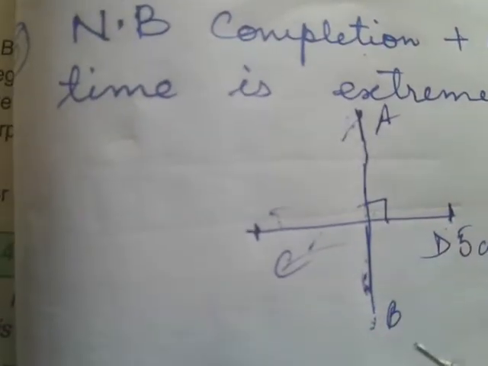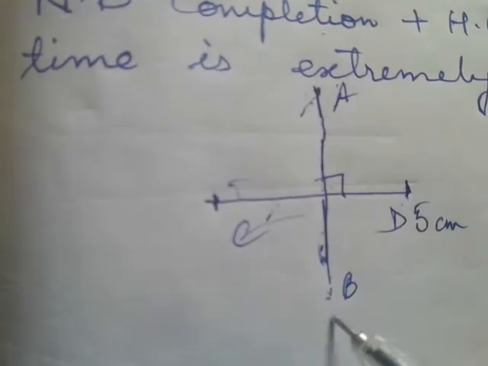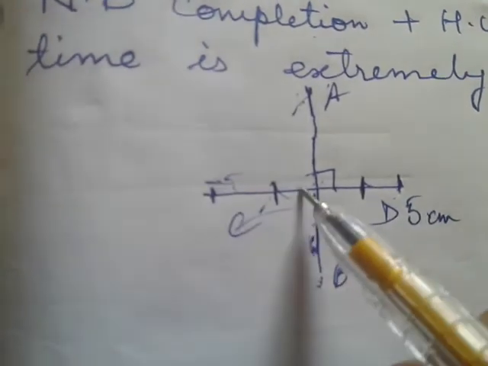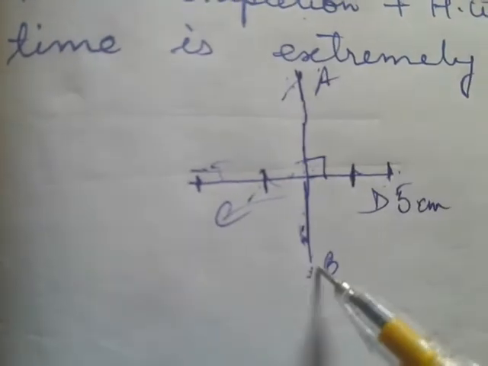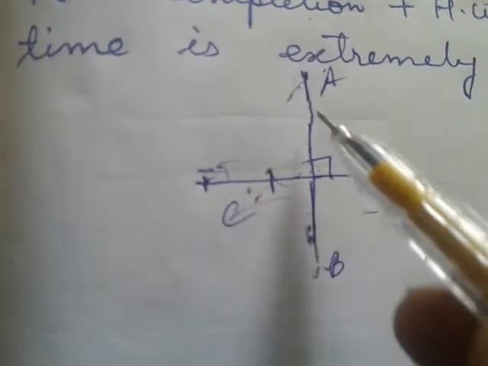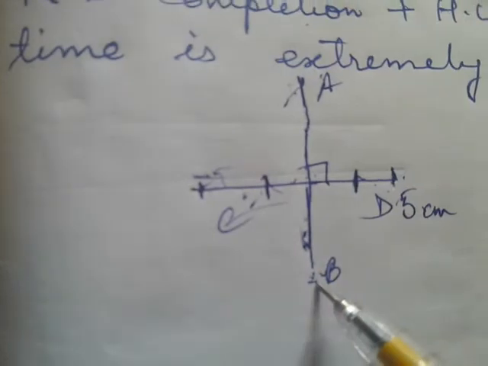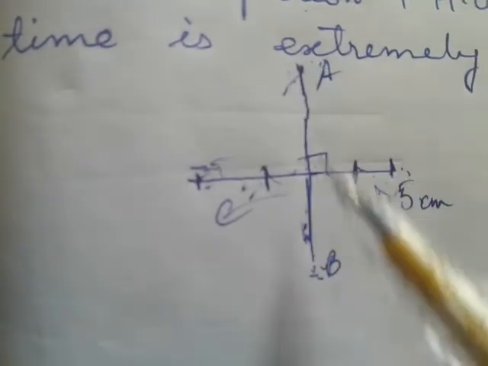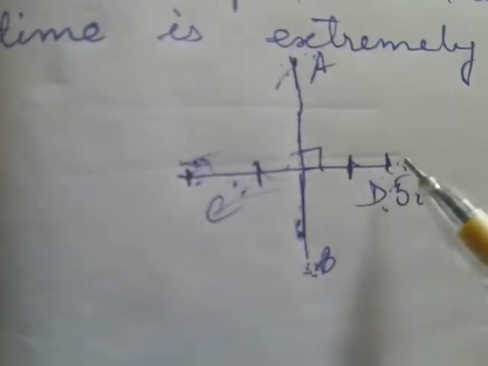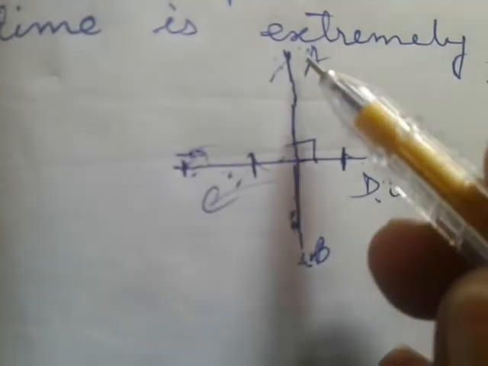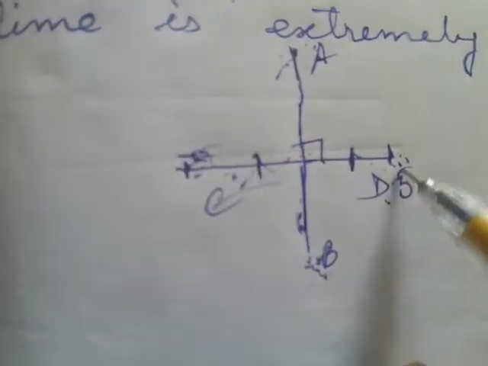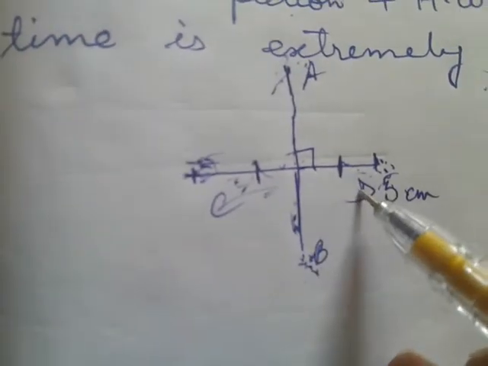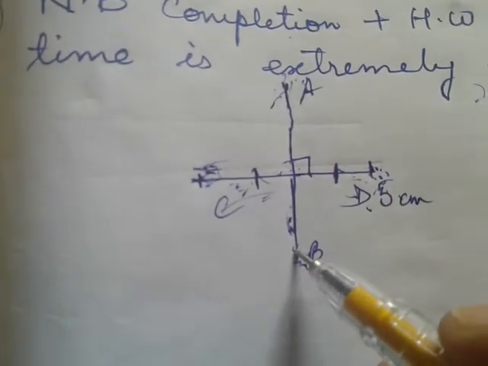But what is a perpendicular bisector? Suppose AB is dividing this into two equal parts. This is 5 centimeter. If this is 2.5 and this is 2.5, it means AB has divided CD into two equal parts. So we say that AB is the perpendicular bisector of CD. To say it simply, AB is the perpendicular bisector of CD because AB has divided this line segment CD into two equal parts. Bisect means to divide into two equal parts.